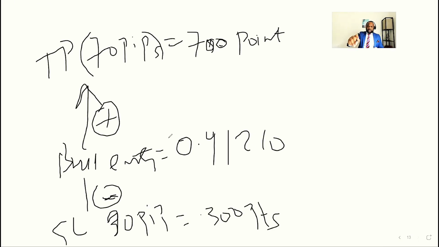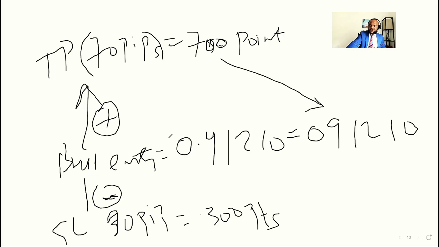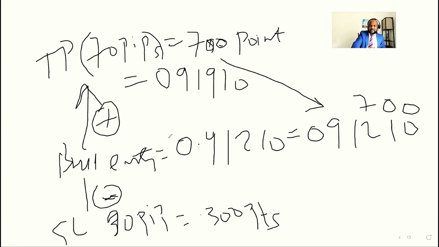So 300 points. Change this to 0.91210, then add 700 to get your take profit. Add 700, and this gives you a take profit of 0.91910. Put the decimal back after the first 0. Decimal is here. That is your take profit. So the only thing we did there was convert the pips to points.